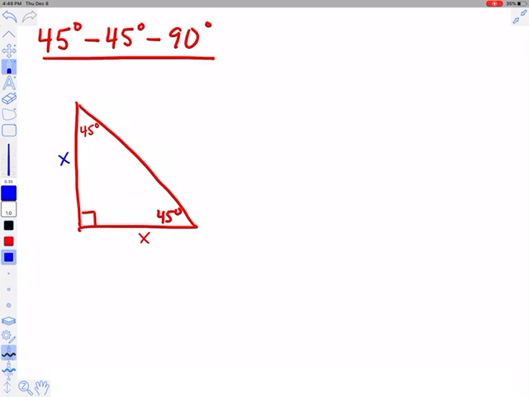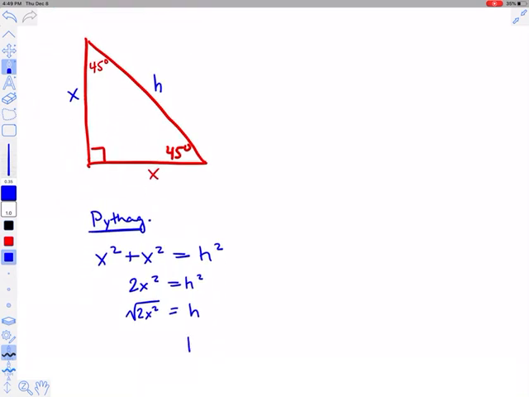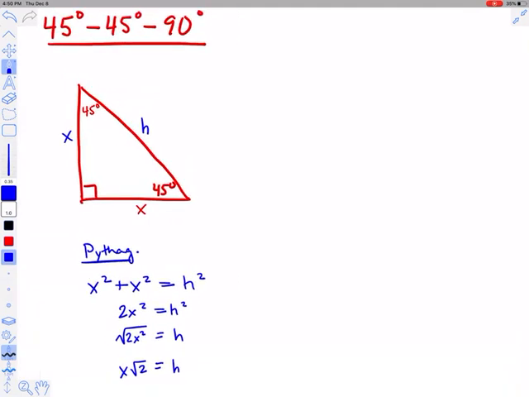But we can use the same strategy that I used for the 30, 60, 90, which is that I can use the Pythagorean theorem, where I want to find my hypotenuse. So let's call it H. I could say that x squared plus x squared equals h squared. 2x squared equals h squared. H equals the square root of 2x squared. And the x could come out of that, so x times the square root of 2. And so that's my formula for the hypotenuse of a 45, 45, 90. Hypotenuse equals leg times radical 2. There's no short leg, it's just leg because they're the same.